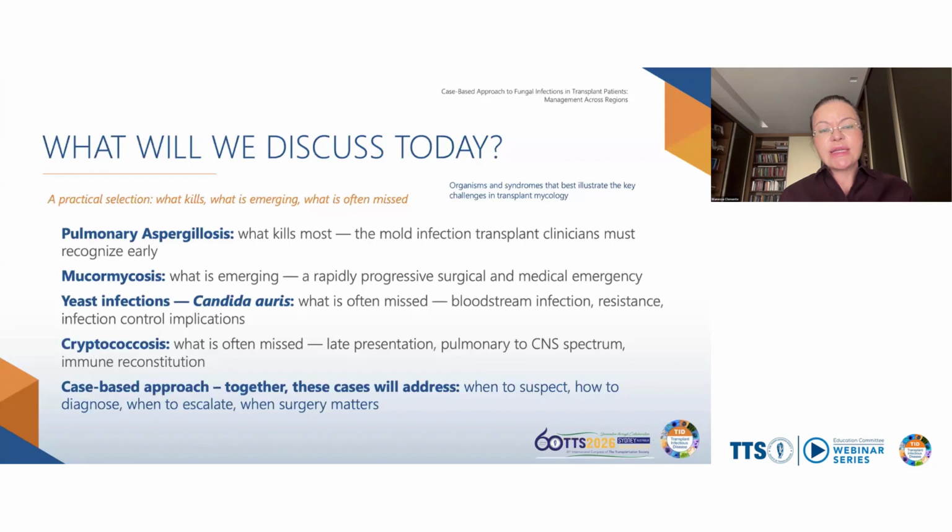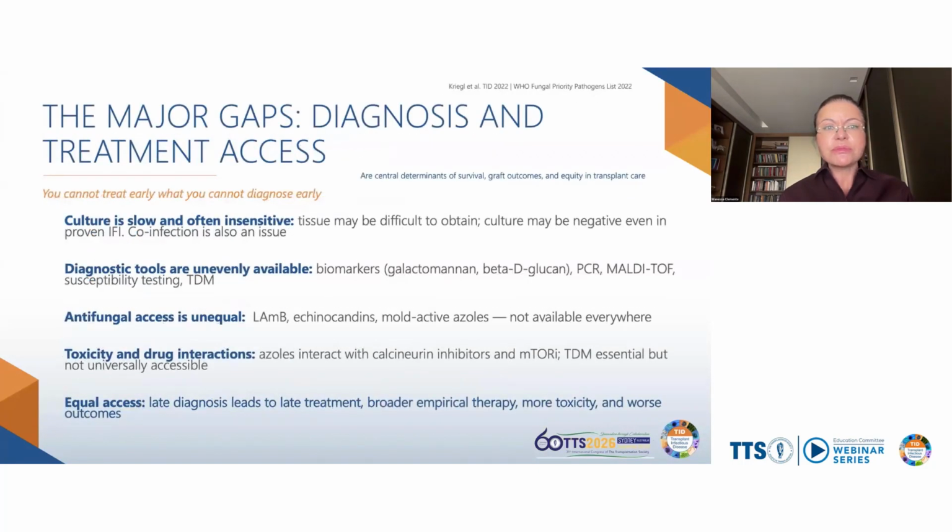So we are going to discuss pulmonary aspergillosis, mucormycosis, yeast infections, cryptococcosis, and this will be a case-based approach. Together, these cases will address when to suspect, how to diagnose, when to escalate, and when surgery matters. These are the central determinants for survival, graft outcomes, and equality in transplant care, which depend on the diagnosis and treatment access.